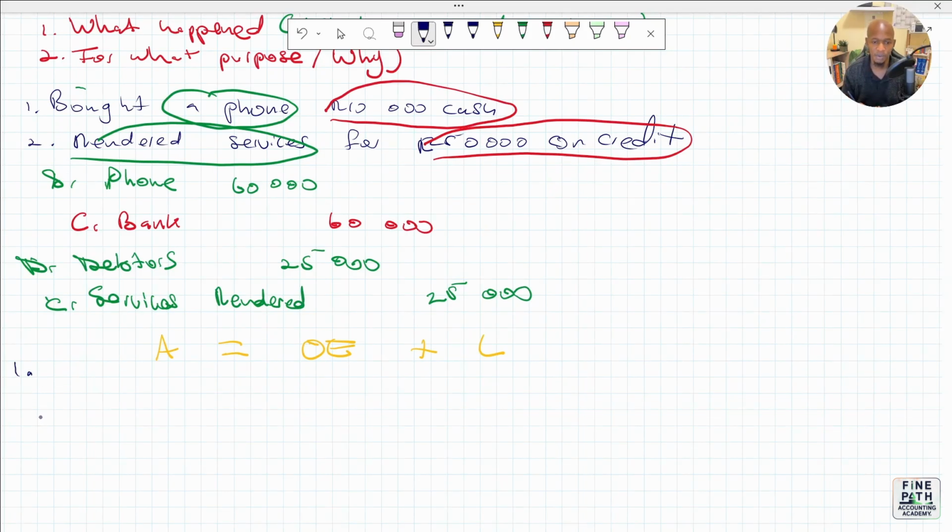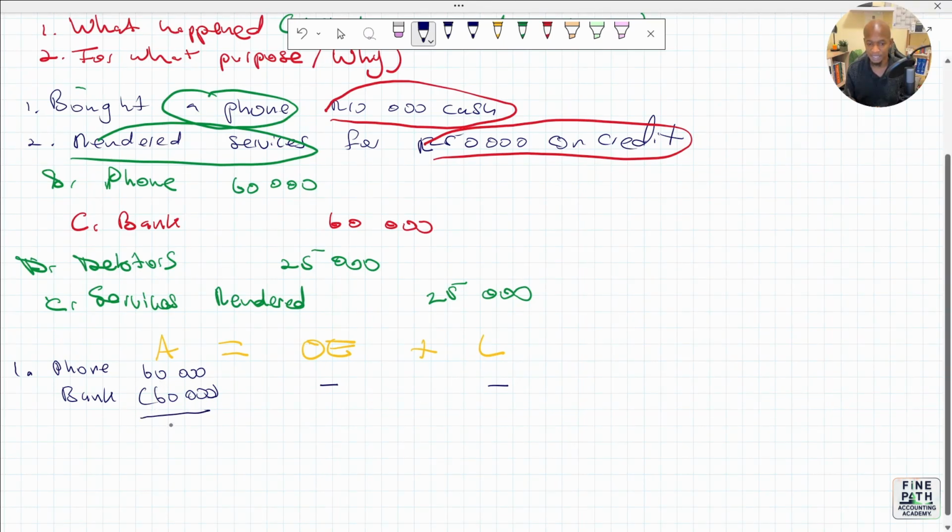With the first transaction, our assets are increasing, right? So we have the phone there, 10,000, under our assets. But we also had bank, which is also an asset, and it was decreasing by 10,000. So this transaction did not affect equity or liabilities. If you see, 10 plus 10 minus 10 is 0. Our equation balances, because 0 is equal to 0 plus 0, right?